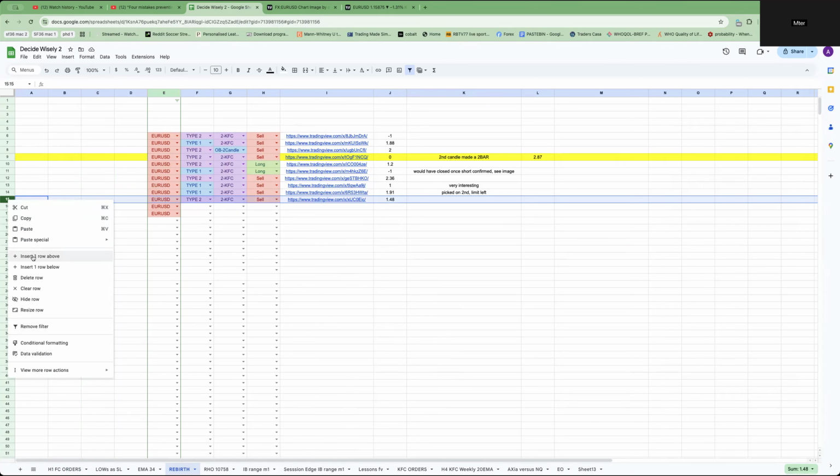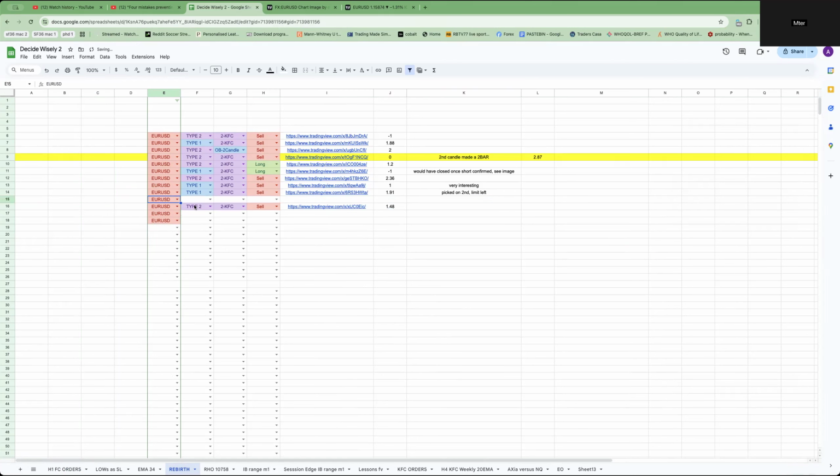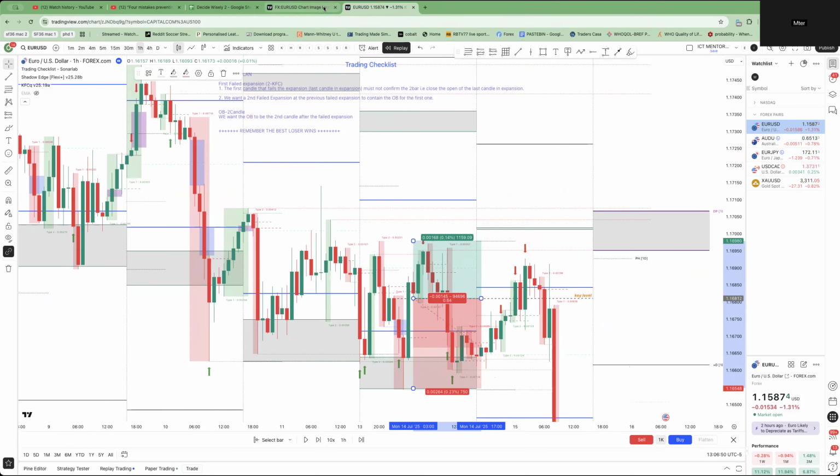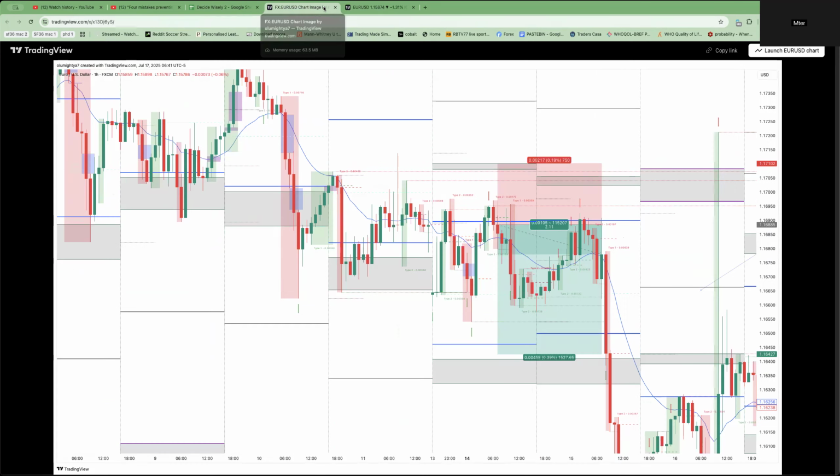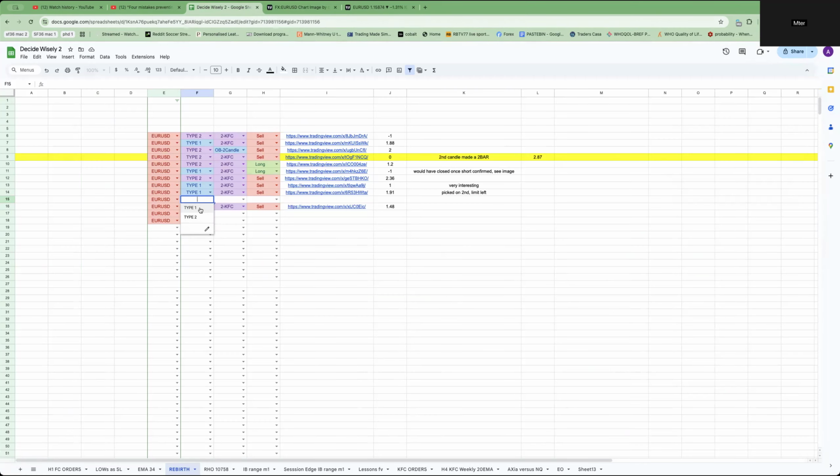This happened before. So this is a type 2, I believe. Type 2, type 1. It might be interesting to see if it's type 1, type 1, type 2, type 2, and type 1. Long.